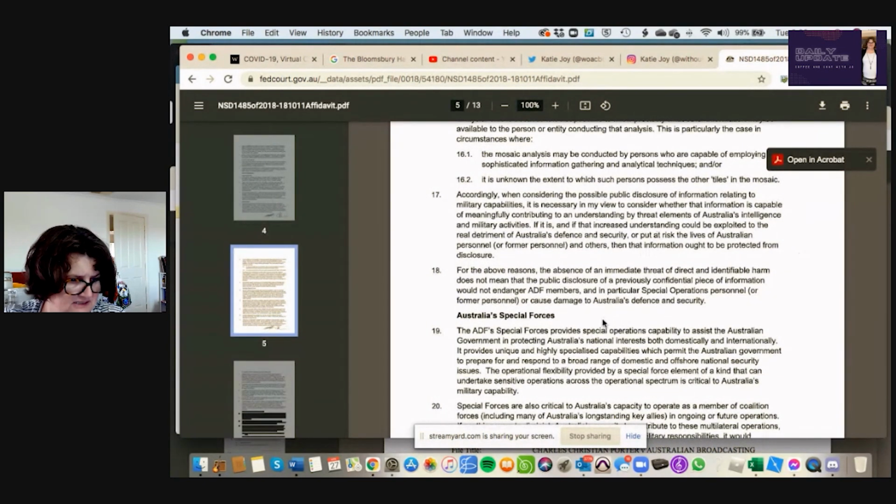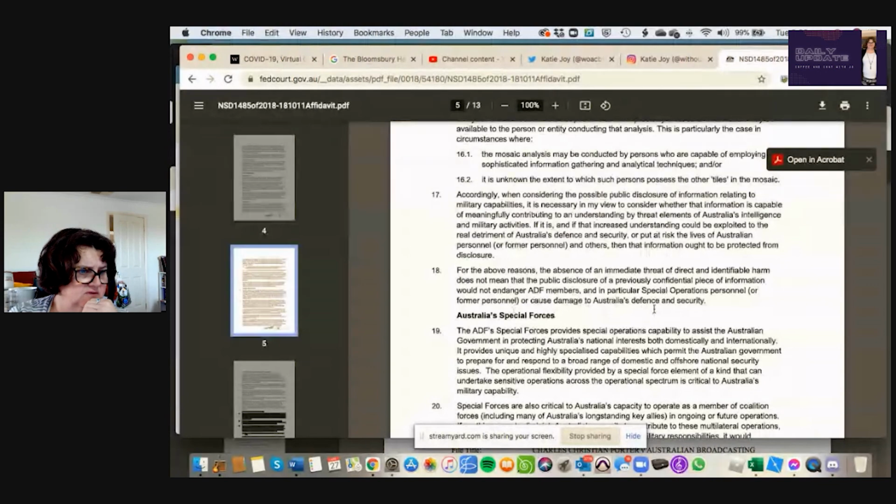For the above reasons, the absence of an immediate threat of direct and identifiable harm does not mean that the public disclosure of a previously confidential piece of information would not endanger ADF members, and in particular special operations personnel or former personnel, or cause damage to Australia's defence and security.